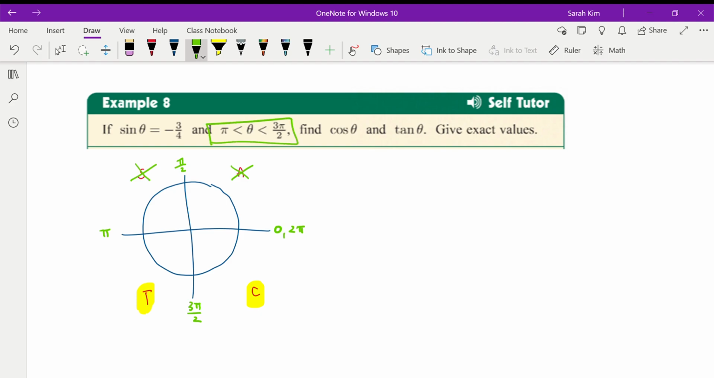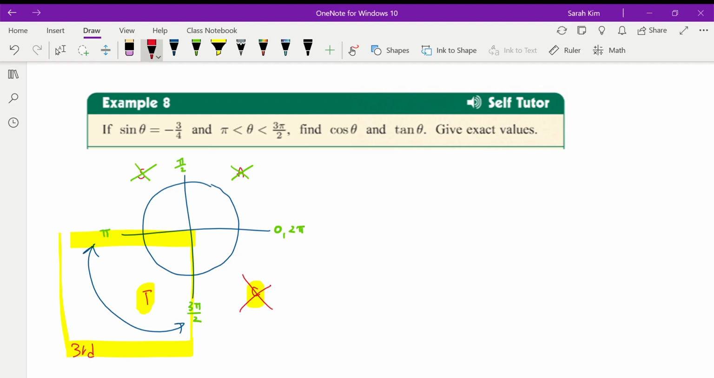So what this is telling me is it's the same thing as telling you that it's in between these two values. So it's actually restricting the answer to be in the third quadrant. So it's saying only look at that quadrant, please. So I'm not even looking at this quadrant anymore, even though sine theta can be negative 3 over 4 there. Because of this restriction, we're only looking at the third quadrant.